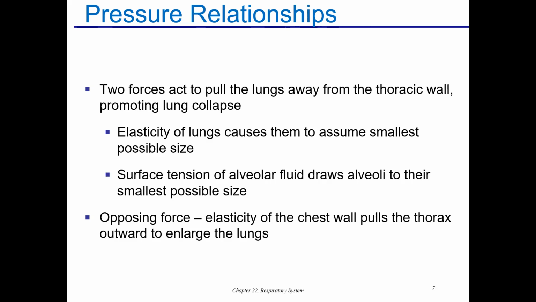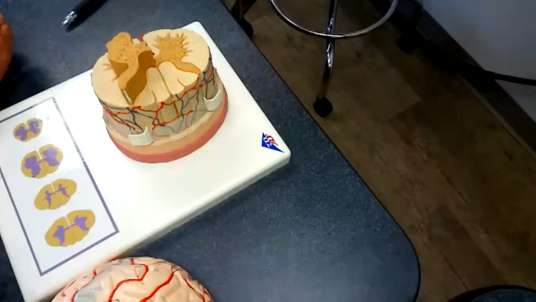But the chest wall is working against that, because our chest wall is going to be expanding every time our intercostal muscles contract. Our chest wall goes out, and the lungs go with it. That forces the lungs to reopen. So we're constantly in a battle going on here. Okay, that's a good place to stop for right now.